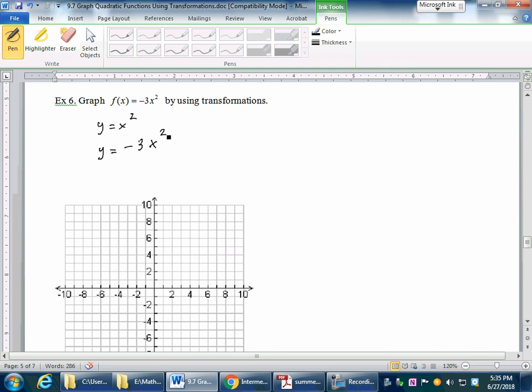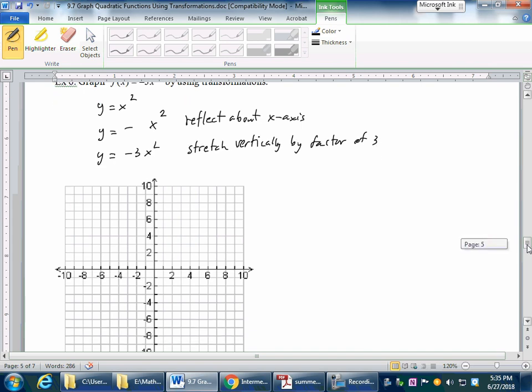And here you go. This will be a reflection about the x-axis. That will be just the minus part. And then when I multiply by 3, that will also be a stretch. Okay, a stretch vertically by a factor of 3, meaning every point will be multiplied by 3.